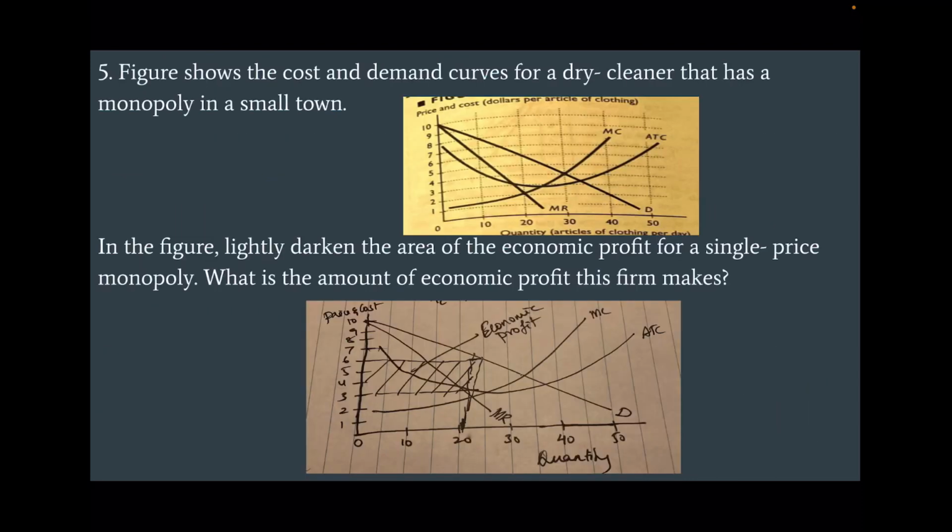The figure shows the cost and demand curves for a dry cleaner that has a monopoly in a small town. In the figure, lightly darken the area of the economic profit for a single-price monopoly. What is the amount of economic profit this firm makes?